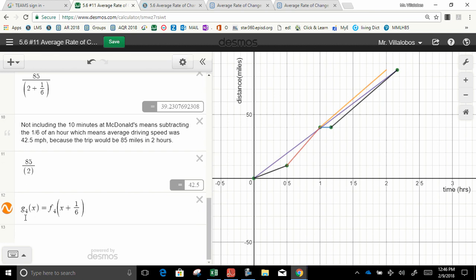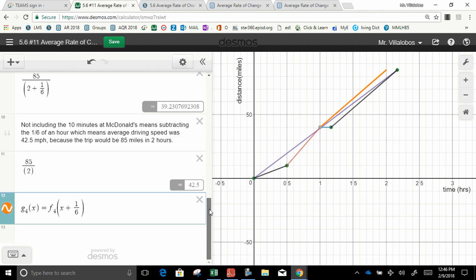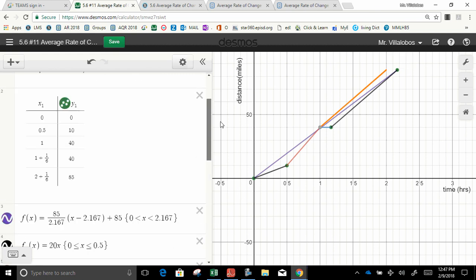So the transform function g, the orange, will give you the trip without that. And it seems you would get those 2 points. So you see that's 285. That's another way of doing it. Okay.